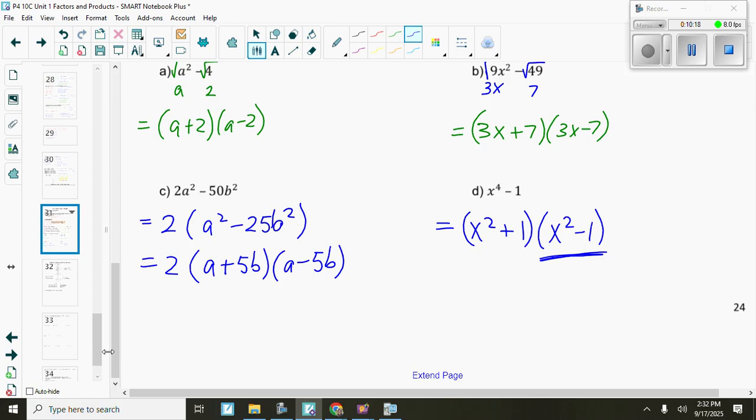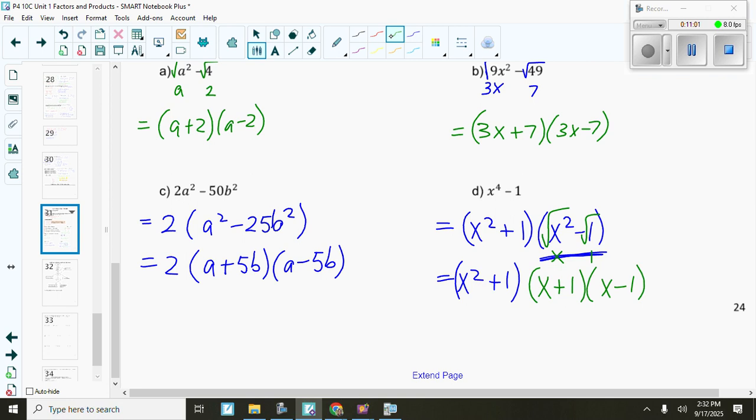Now is this one a difference of squares? The x squared is a square, 1 is a square, we just said that. Why can't I do anything with this first factor? Yeah, it's plus. It's not a difference. So the x squared plus 1 is as far factored as I can go. I can't do anything more to that one. However, I can still do this one. What's the square root of x squared? It's x. The square root of 1 is 1. So I have an x plus 1 and an x minus 1.